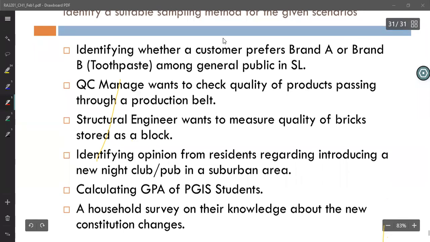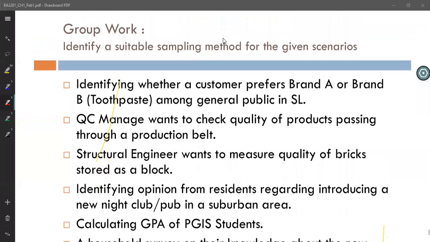Shall we share the answers? Okay, we have a lot of different answers. Systematic, random, systematic. Third one, stratified. Fourth one, cluster. 5 stratified, 6 cluster.